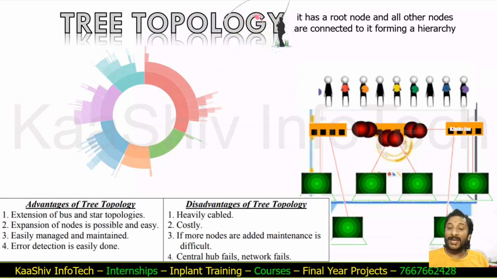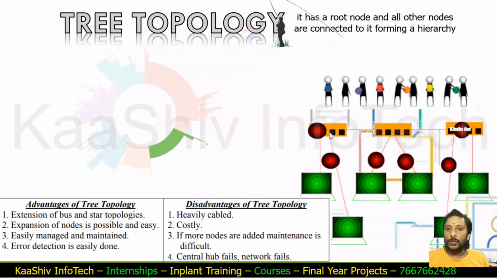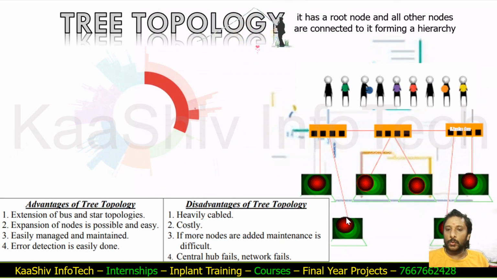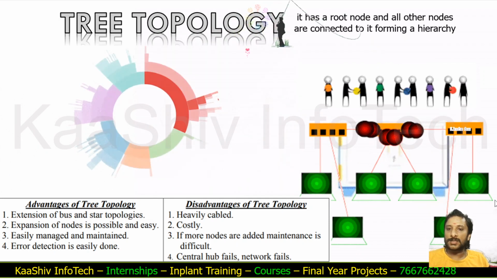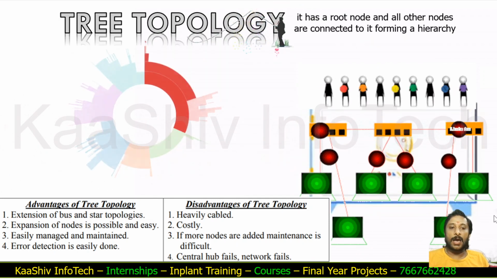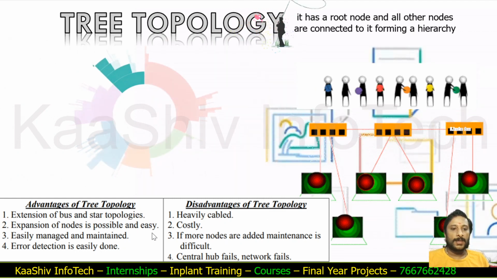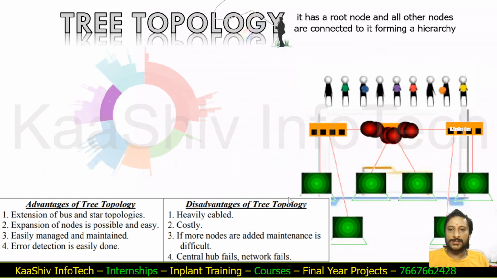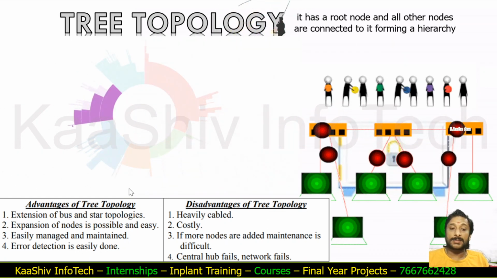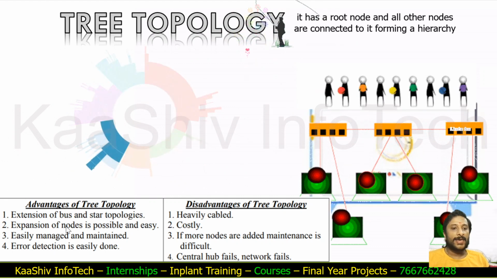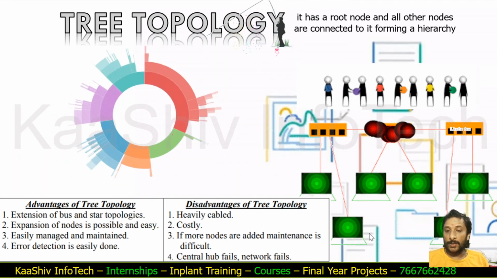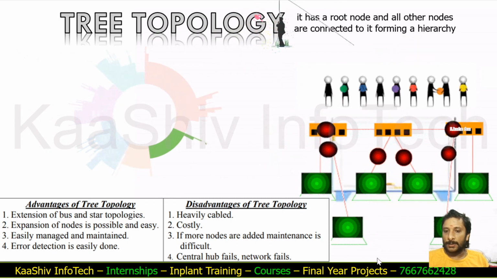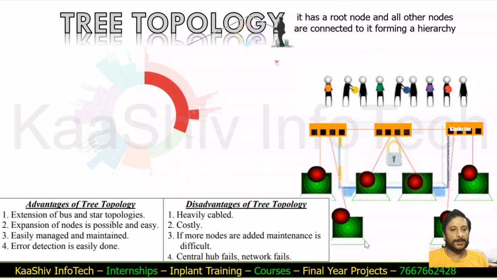Let's move on to the tree topology. As I told you, there is a main switch. From there, you are able to see multiple switches coming down. This is how tree topologies are. It is a typical extension of bus and star topologies. Expansion of nodes is possible in an easy way. You can have multiple computers at the bottom. That's good, man.